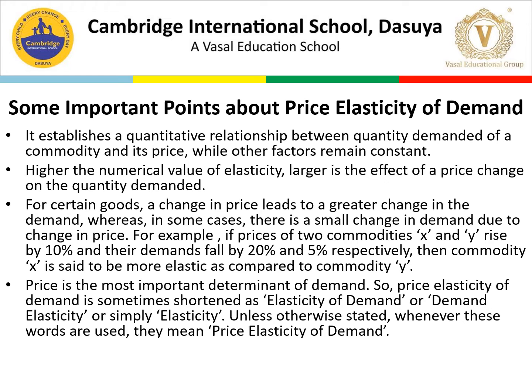So as the price is the most important determinant of demand. Whenever we are talking about demand, price is the most important thing. Whenever we are going to the shop, we are always asking about the price. Fine. So we also bargain because of price only. So price elasticity of demand is sometimes shortened as elasticity of demand, demand elasticity, or simply elasticity. Unless otherwise stated, whenever these words are used, they mean price elasticity of demand. So what are the other words? Other words are elasticity of demand, demand elasticity, or elasticity. All these names are given to price elasticity of demand. We can say the nicknames for price elasticity of demand.